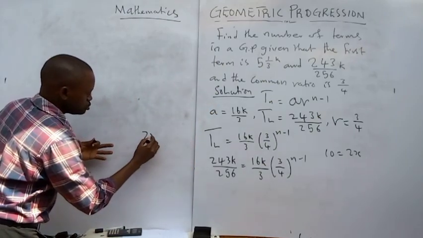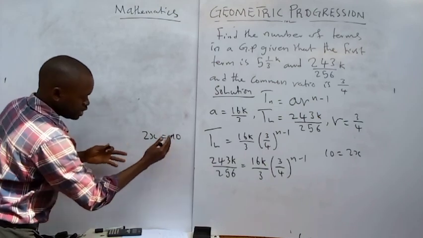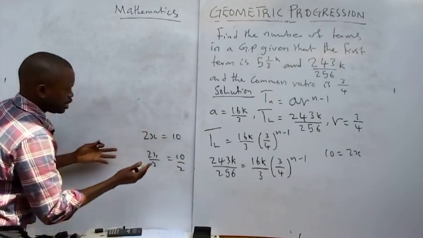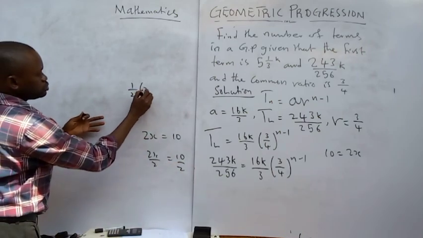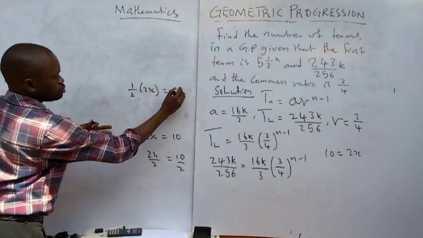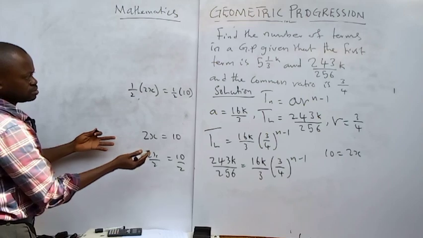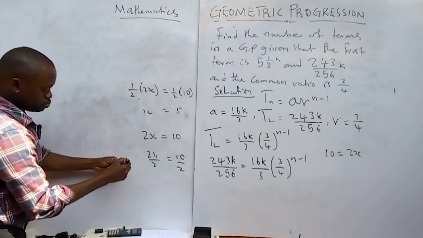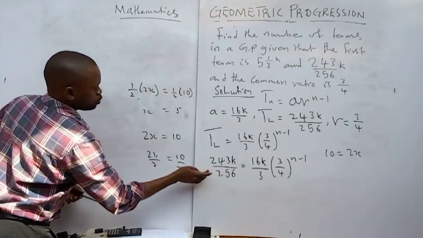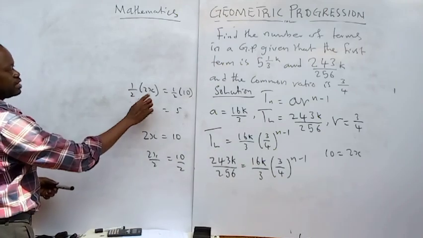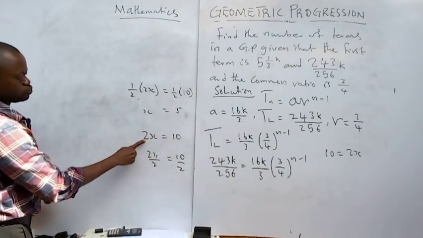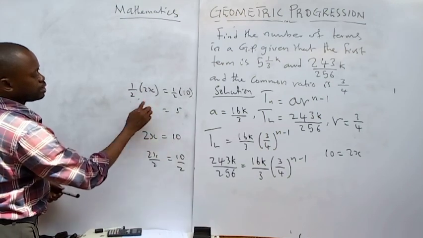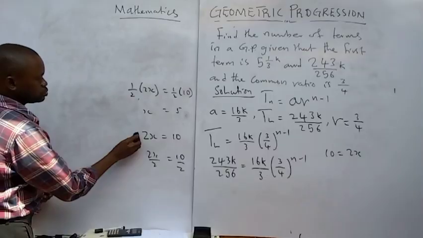If I say 2x is equal to 10, it's either I divide, say 2x over 2 equals 10 over 2, or I can say 1 over 2 in bracket 2x equals 1 over 2 in bracket 10. It's the same thing. So this will cancel this, and you have x equals 5. It's the same thing as writing it like this. So that's exactly what I'm going to do here. I will multiply both sides by the inverse of 2. The inverse of 2 is 1 over 2. So I will multiply both this side and this side by 1 over 2. That's what I want to do.